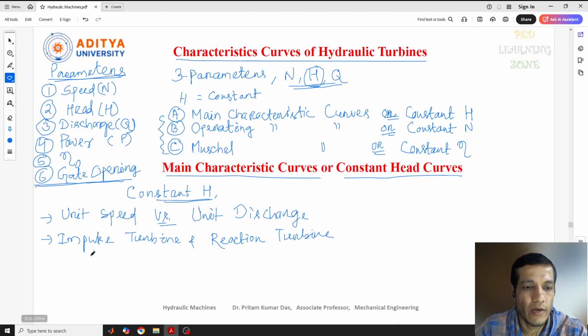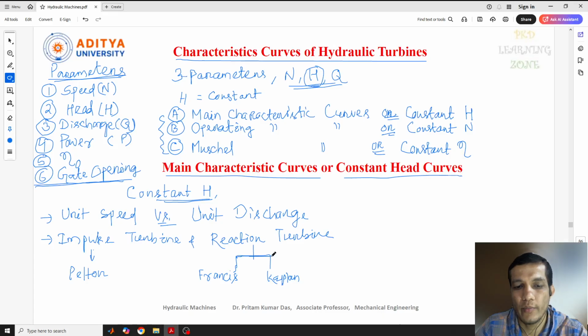In the impulse turbine, the first example is the Pelton turbine or Pelton wheel turbine, and in the reaction turbine we have seen that two types are there. One is Francis, another one is Kaplan. Even in that, propeller turbine is there and some other turbines are there, but normally these are the turbines we use most regularly.